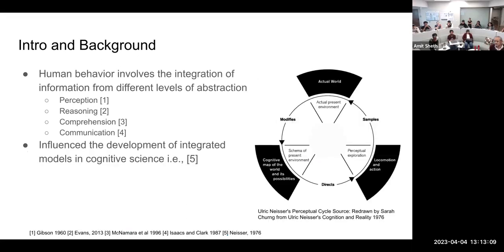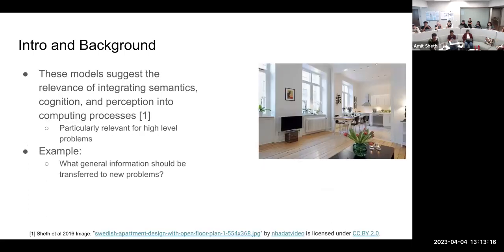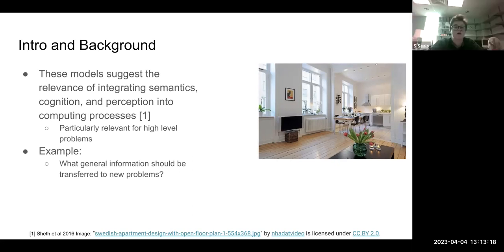Okay. So the paper here is pointing out that the relevance of these models in cognitive science suggests that semantics, cognition, and perception are important processes that we should be paying attention to for computing applications, and points out that this is particularly relevant for high-level problems.